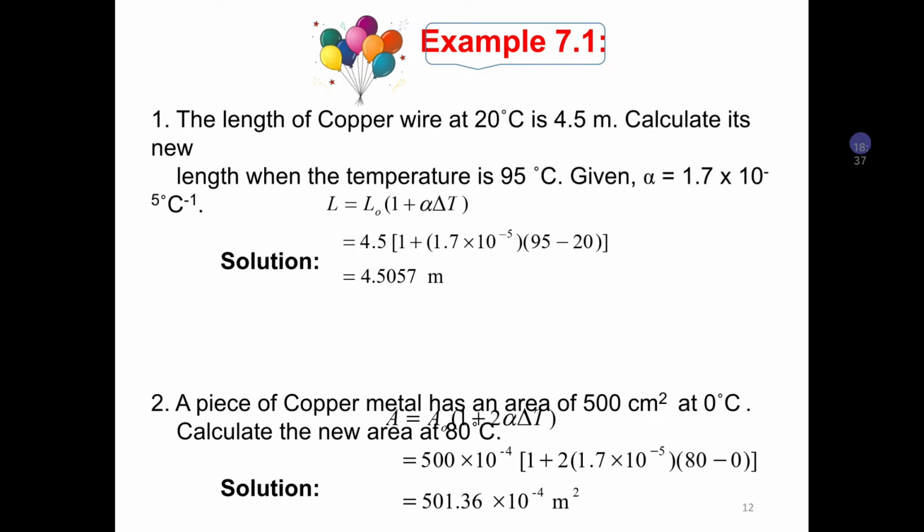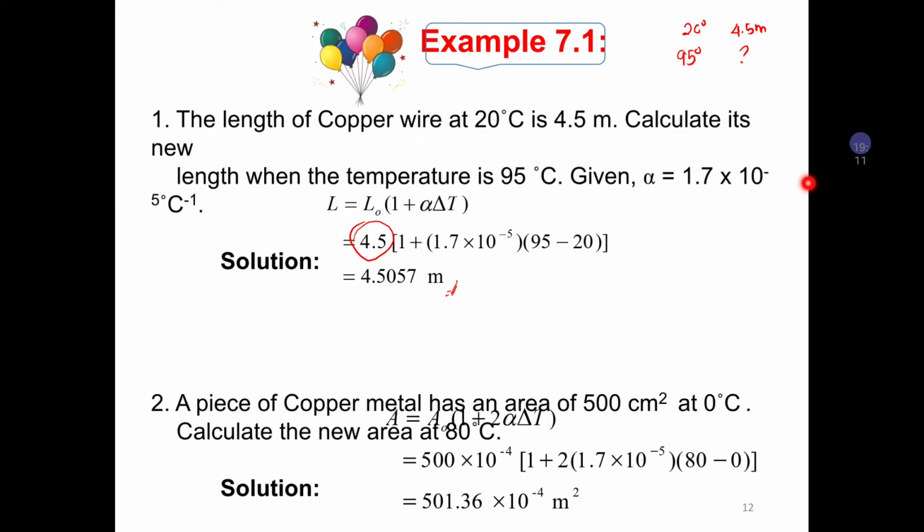Okay, the length of copper wire at 20 degrees is 4.5 meters. We want to find the new length when the temperature is 95 degrees. What is the length at 95? Given alpha, just use the equation L is equal to L0 times (1 plus alpha delta T). So everything is there, and you get the new length is 4.50.